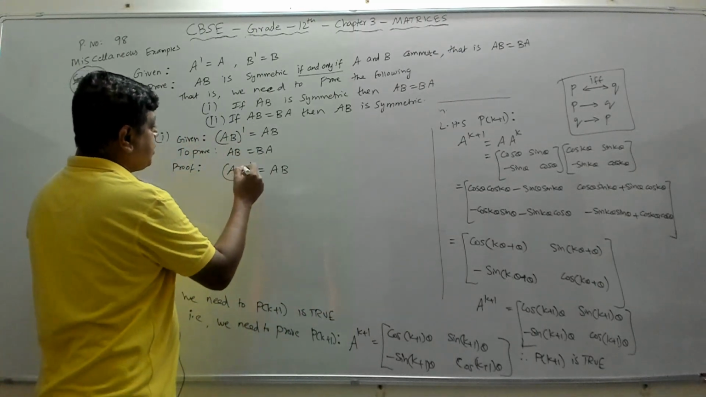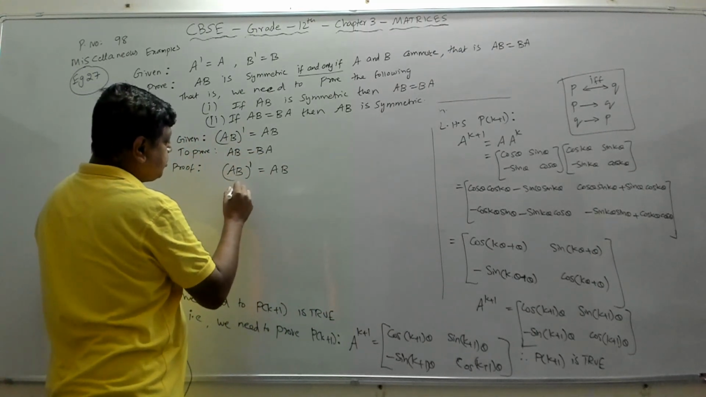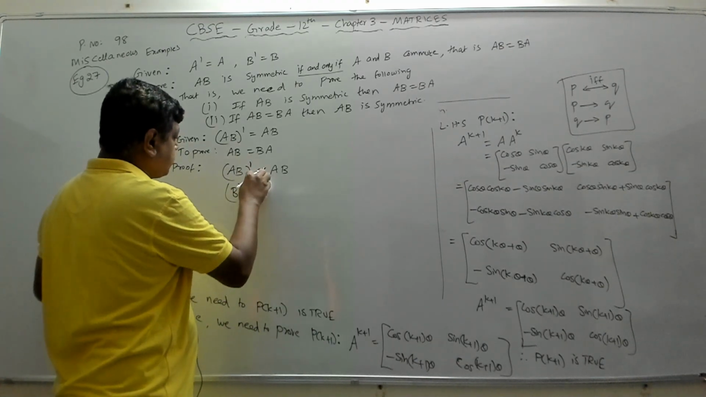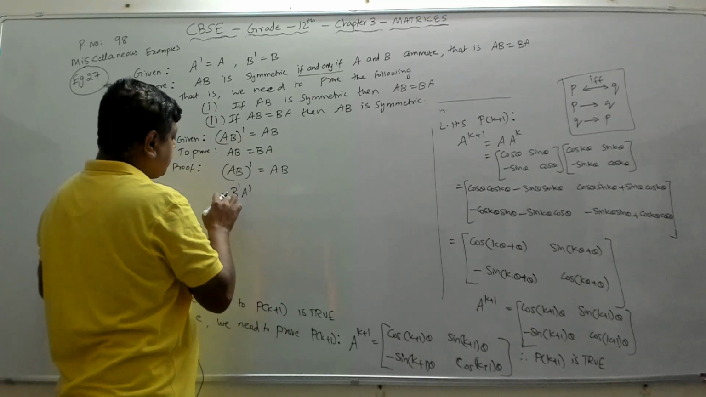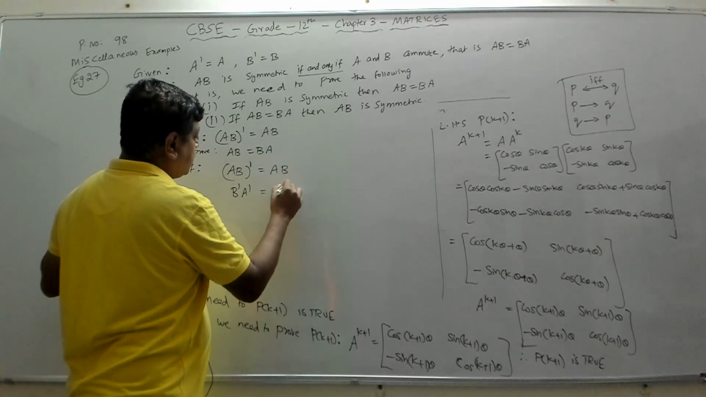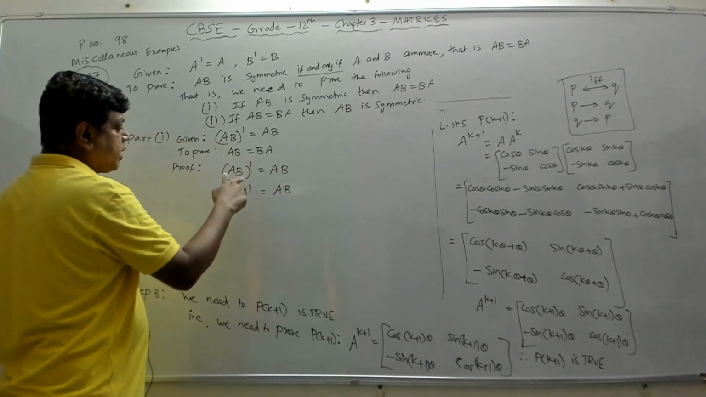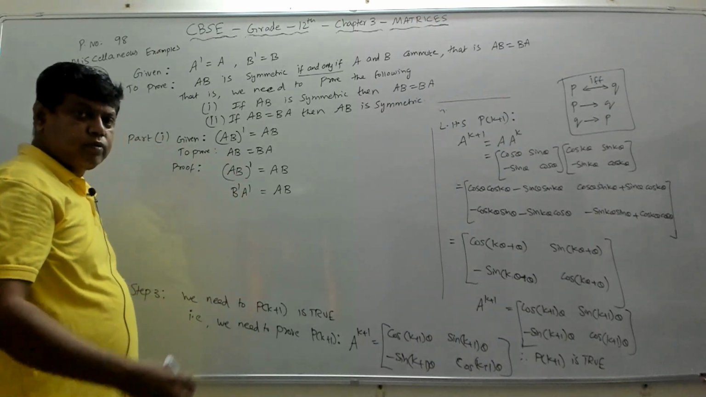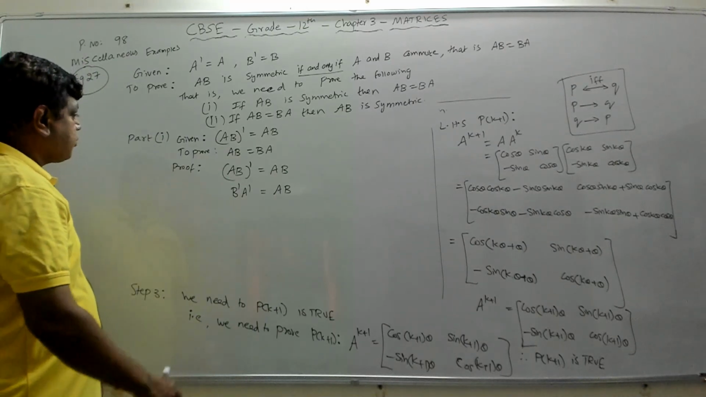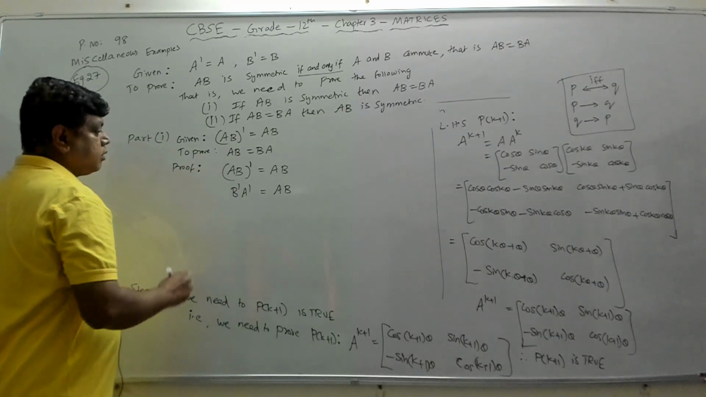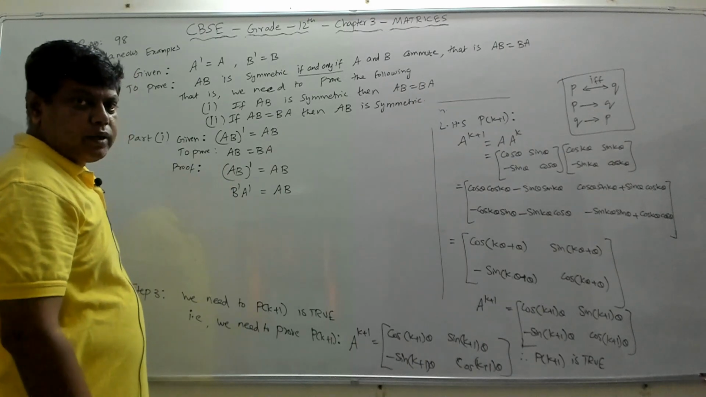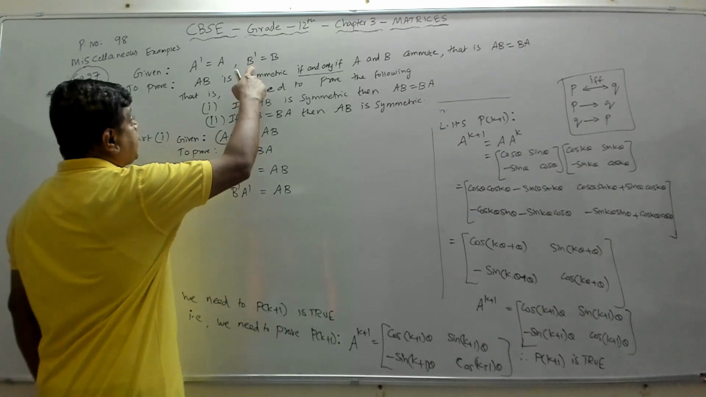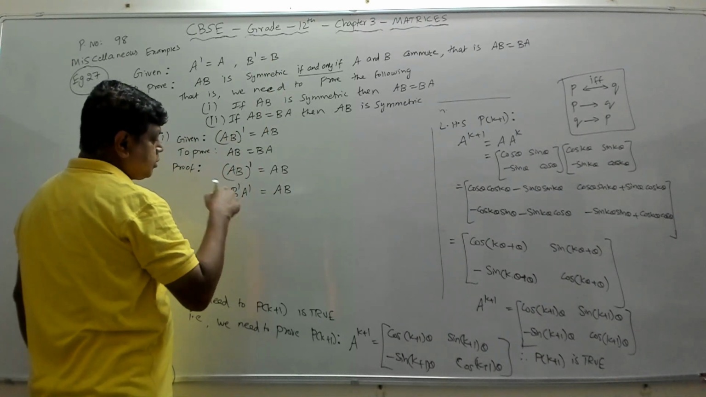So now what is AB transpose? AB transpose can be written as B transpose A transpose, based on the properties of transpose, right? Based on the properties of transpose of a matrix, your AB whole transpose is B transpose A transpose. This is one of the properties of transpose of a matrix. You would have seen my previous videos where we talked about properties of transpose of a matrix. Now again, B transpose is what? B transpose is B because B is a symmetric matrix.